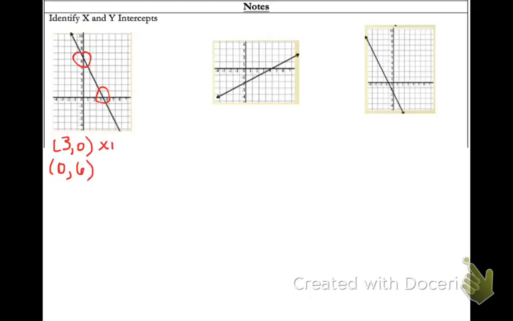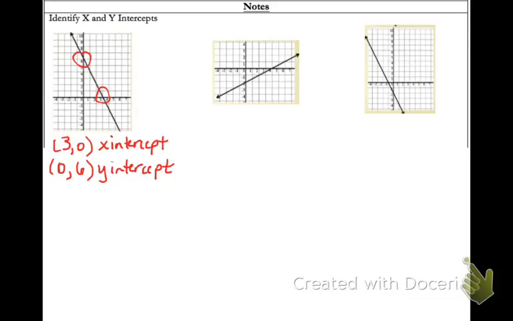So this is what we call our x-intercept. That's where it is intercepting or crossing the x-axis. And this is our y-intercept. Now look at the second graph. And let's identify those 2 points here.